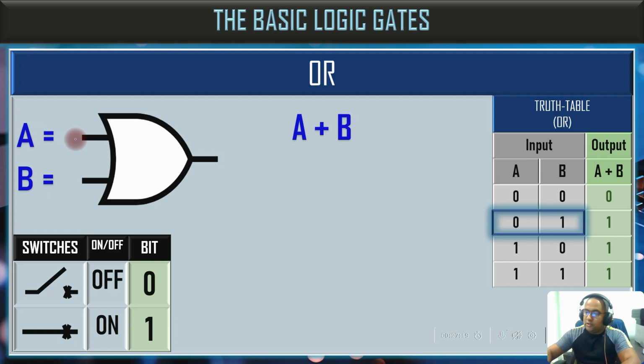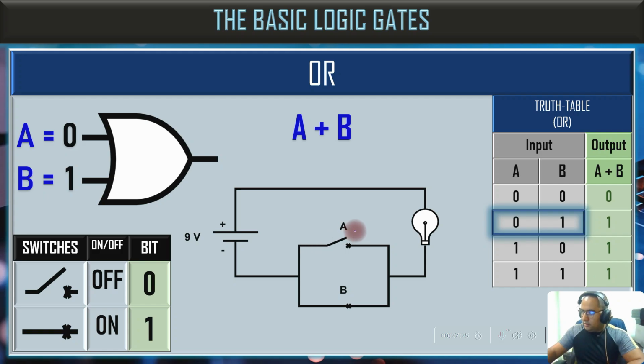That is, input A equals 0, input B equals 1. When you look at the circuit, switch A is off and switch B is on. Okay? When the current comes from the power source, will the light bulb turn on? Let's find out. Yes, because although switch A is off, switch B is on. So the current will have a clear path through switch B to reach the bulb and turn it on. Okay? And this demonstrates that the combination 0 OR 1 results in an output 1.